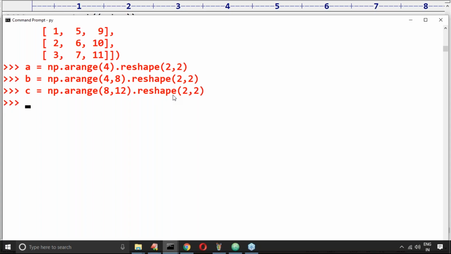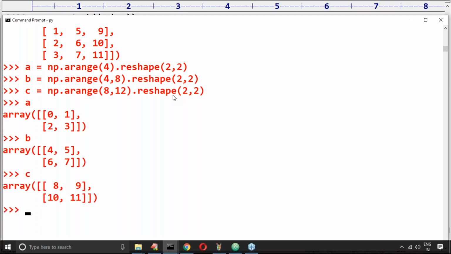Now, what is the A content? What is the B content? What is the C content? Is that clear for you people? Now if I take x equal to np.stack of A, B, C with axis equal to 0, which is of course the default and not required to specify.